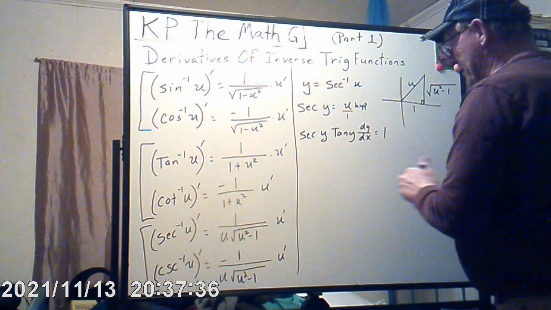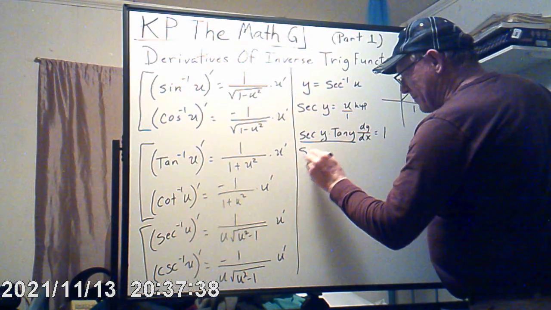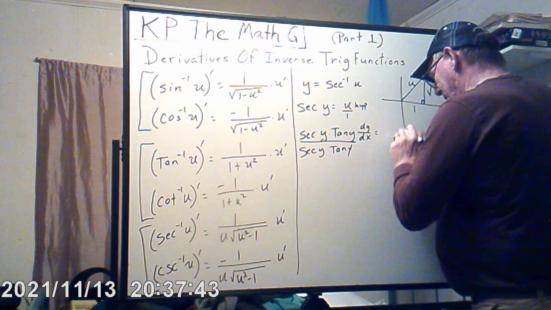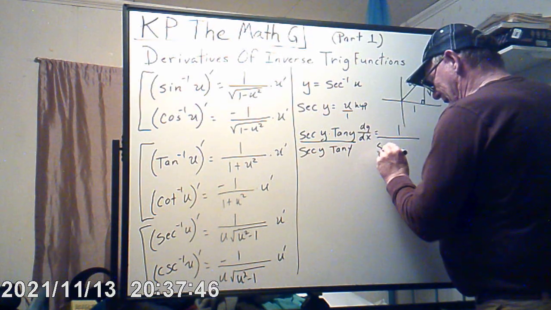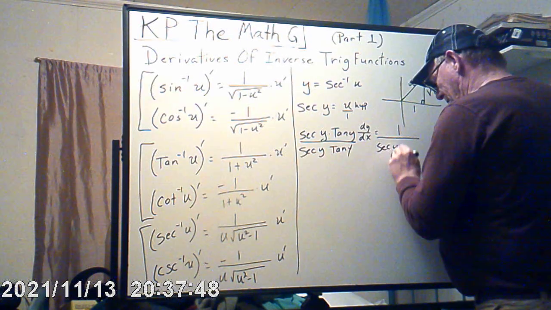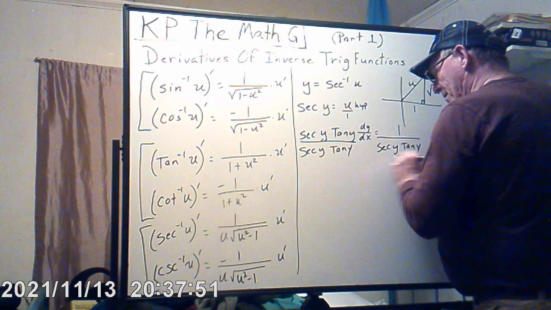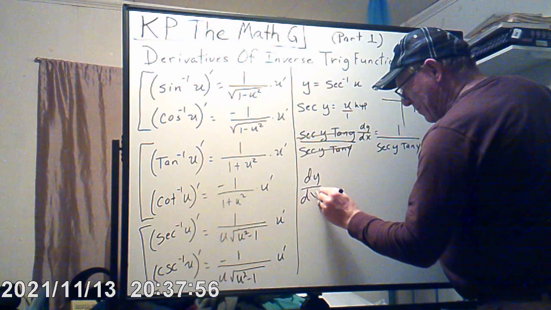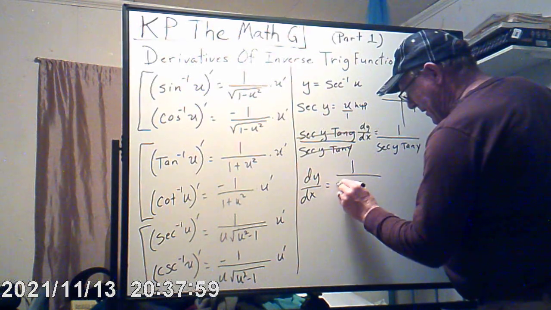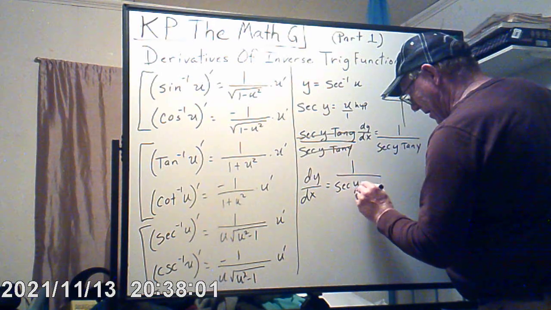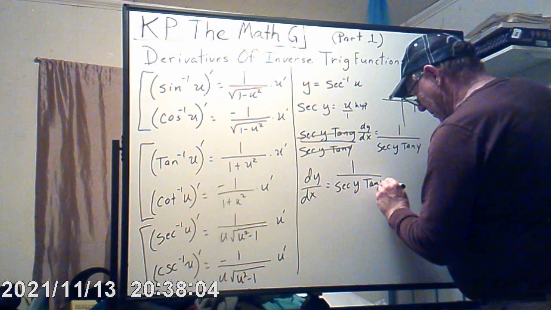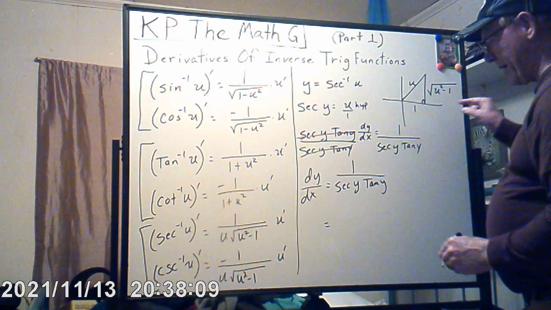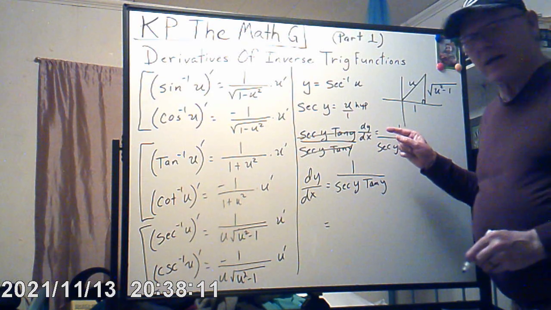Okay, so what we're doing here is we're dividing both sides by secant y, tangent y. This side over here, let's move this 1 over. Secant y, tangent y, and this divides out. And so now we have dy over dx equal to 1 over secant y, tangent y. Now we want to replace that with this over here. Okay, that's what we're doing now.